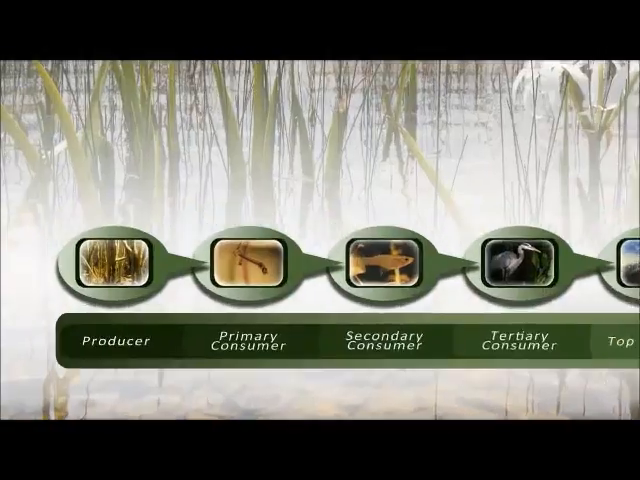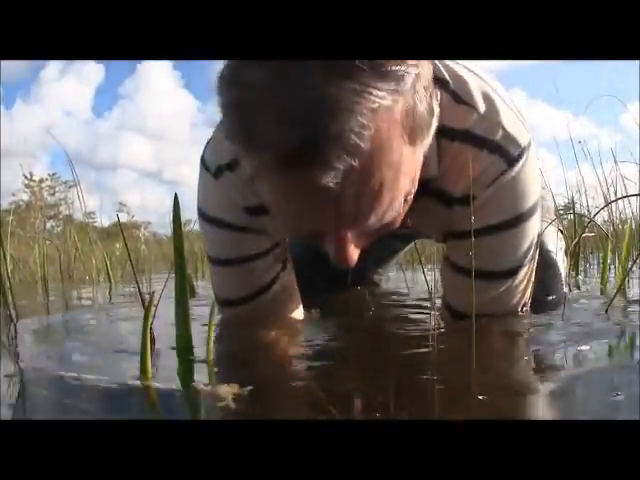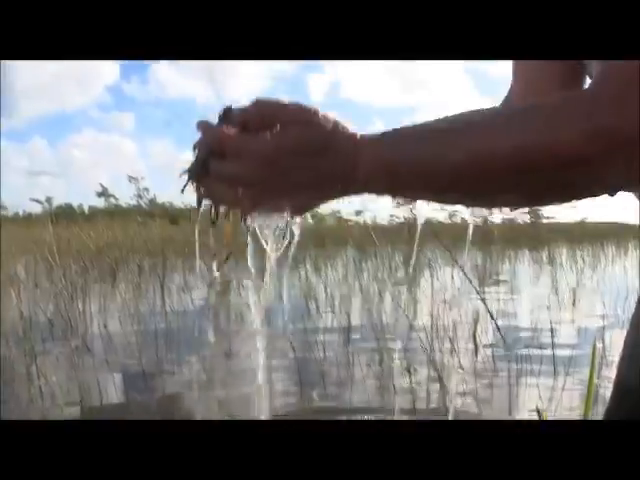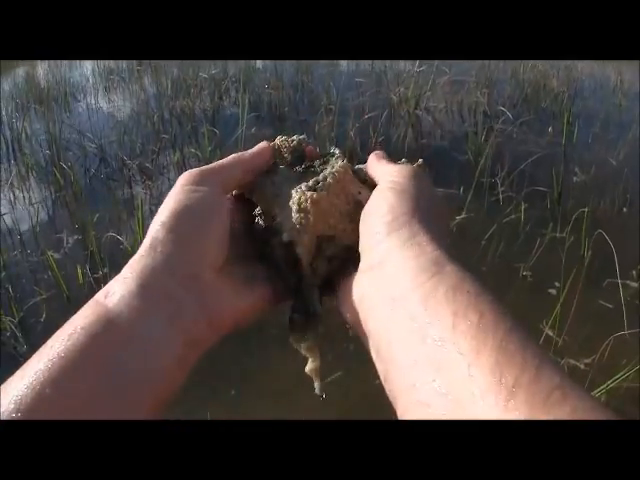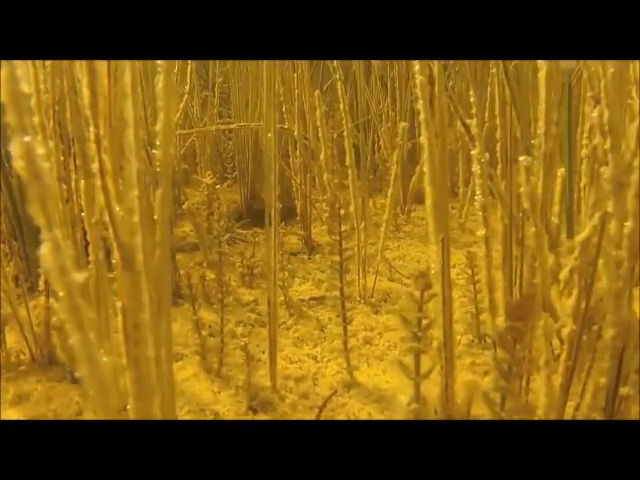One very important producer is a slimy goo called periphyton. Periphyton is complicated stuff, but it's basically a mixture of different types of algae. It can be found covering the limestone floor and many of the submerged plants of the Everglades.